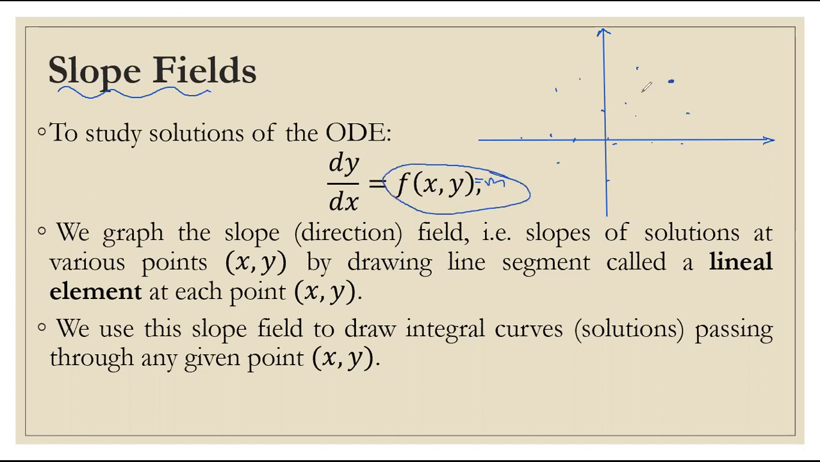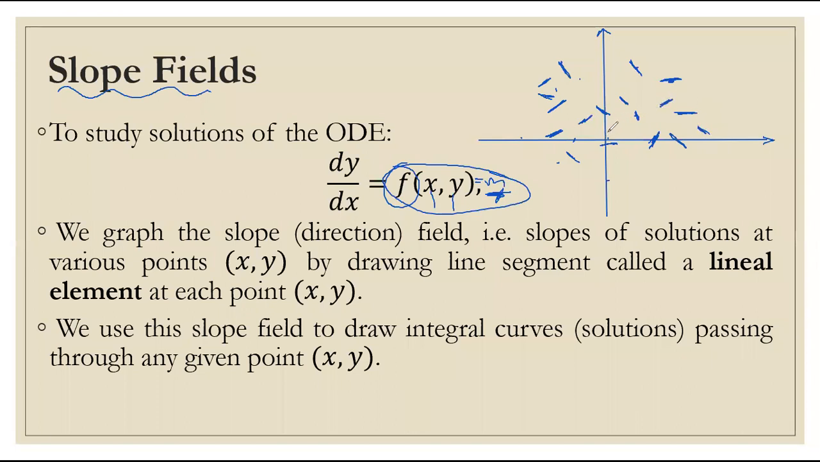So for this point, I'm going to substitute x and y in my f, so I will receive the m. So in this point, I'm going to draw a line segment with the slope m. Maybe like this. In this point, the slope is like this. In this point, the line segment has the slope equal to 0. In the other points, it is like this. You have to draw in all points some line segments with a specific slope.